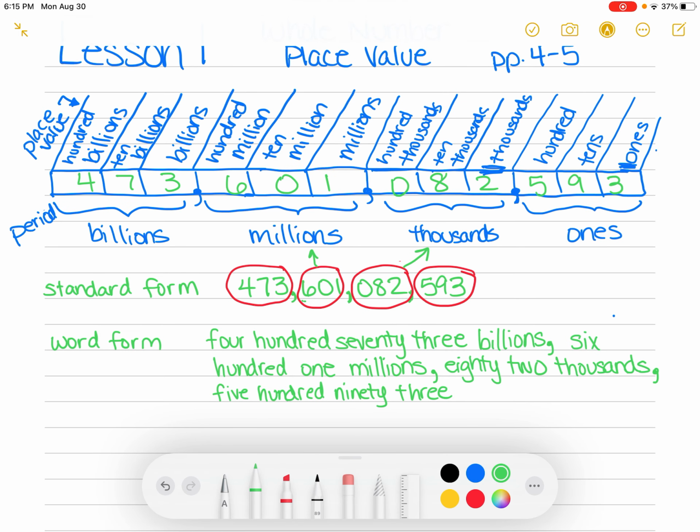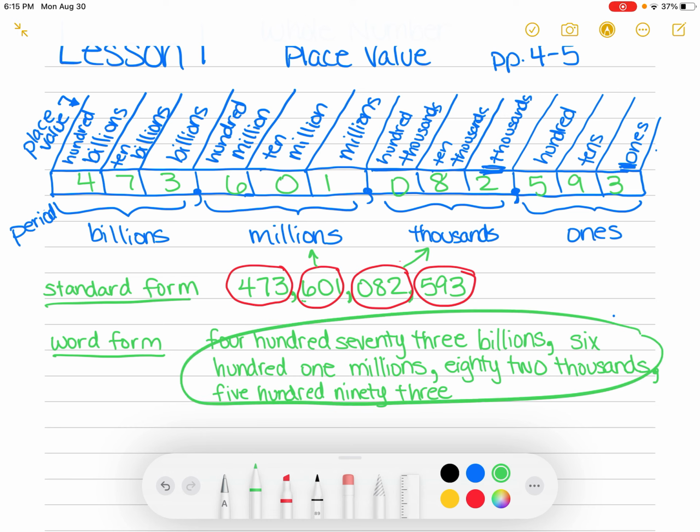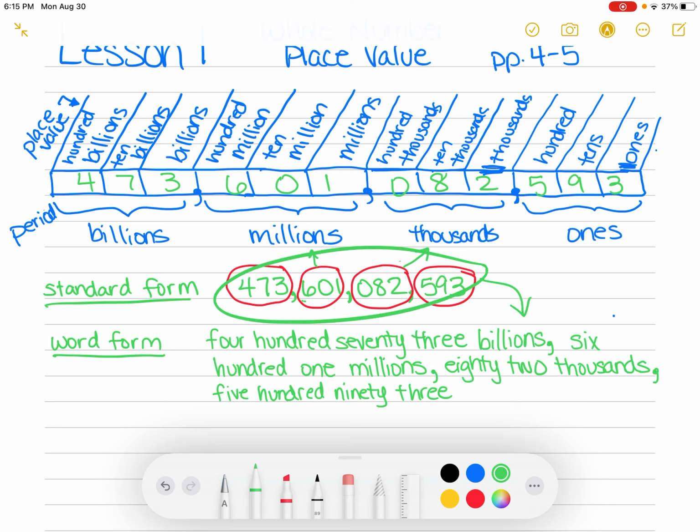So we have standard form and word form. And they're going to ask you for these in your homework. They're going to give it to you like this in words, and you're going to have to put it into numbers, and the other way around. They're going to give it to you in numbers, and you're going to have to write it in words. So make sure that you know how to go back and forth between each of those. Remember, the commas in the words, you have to write those or you're going to get points off. And the same in numbers.